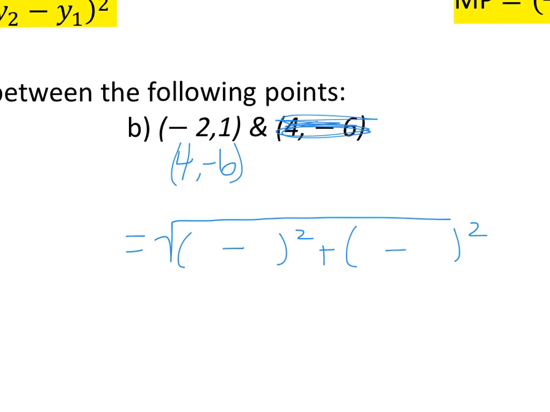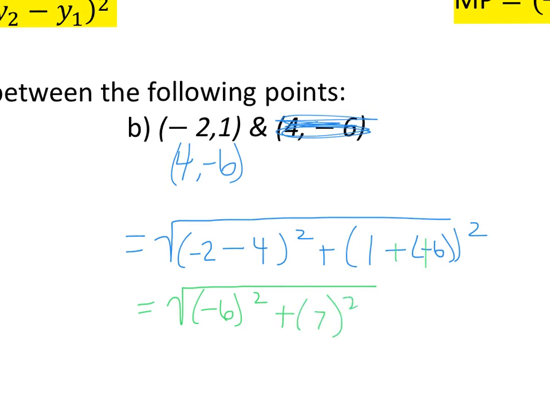So I'm going to put my x's in the first parenthesis, y's in the second. What are my x's? So I have -2 and 4. What are my y's? 1, -6. This is where you guys will make mistakes. What is -2 minus 4? Okay, -2 plus -4, you can look at it that way, and you get what? -6. So I have -6 squared plus, what happens when I have 2 negatives stuck right together? It turns into a positive. So 1 plus 6 is, yes, 7.